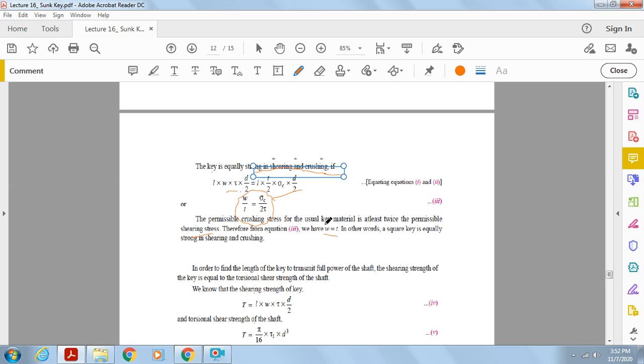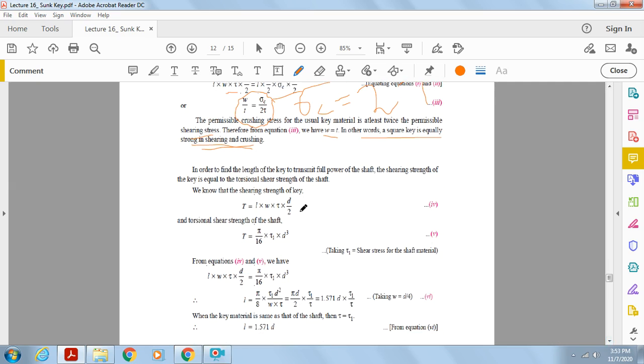So from equation 3 we can write W equal to T, as we know that sigma C is equal to 2 times tau. So sigma C by 2 tau equals 1. Putting that in, we get W equal to T. That means it is a square sunk key. So in other words, a square key is equally strong in shearing and crushing.